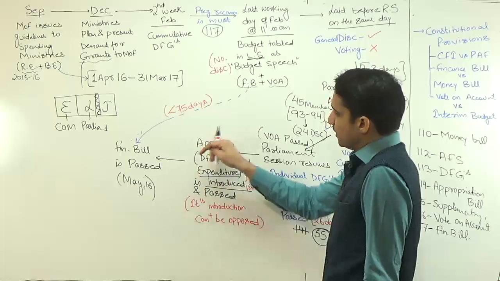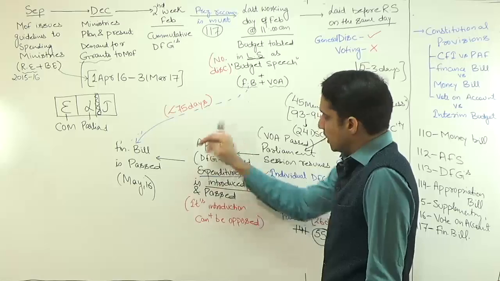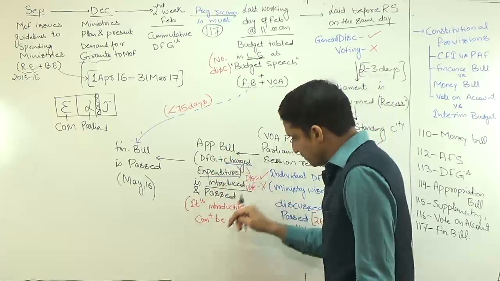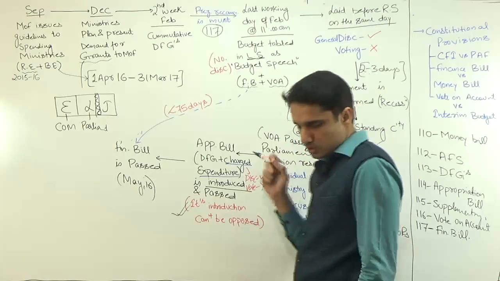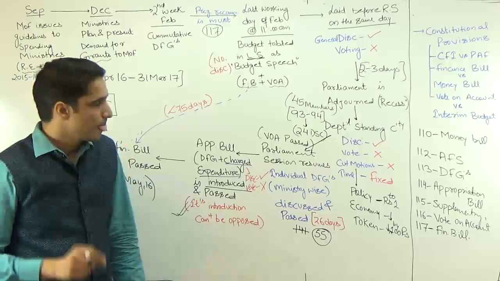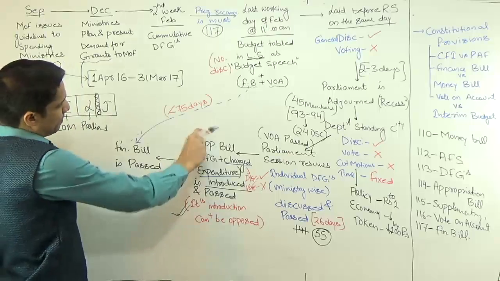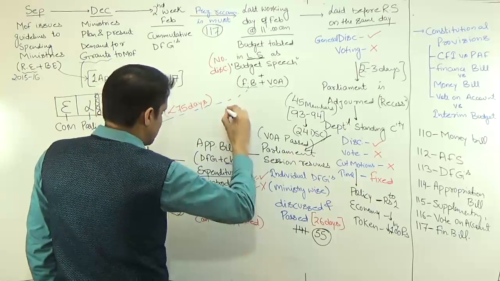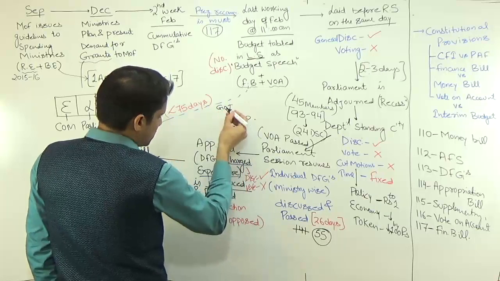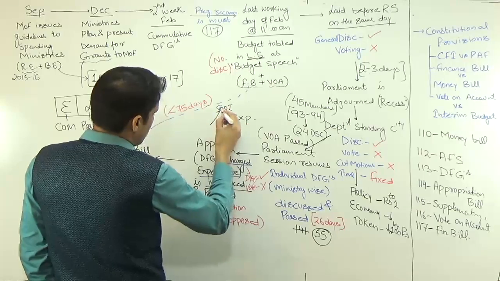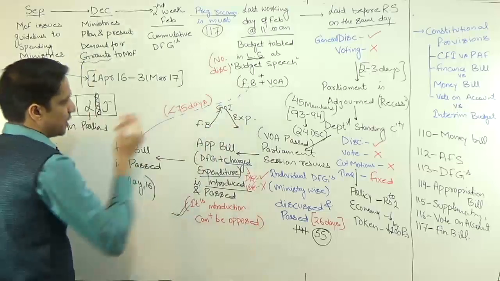So the appropriation bill is nothing but the individual demands for grants plus the charged expenditure. The appropriation bill is introduced, it is passed, and the condition is that the introduction of the appropriation bill cannot be opposed. This you have to remember. And once the appropriation bill is passed, which is nothing but the expenditure, the government has knowledge of its expenditure, and accordingly the government will pass the finance bill, because the finance bill is related to the receipt part.